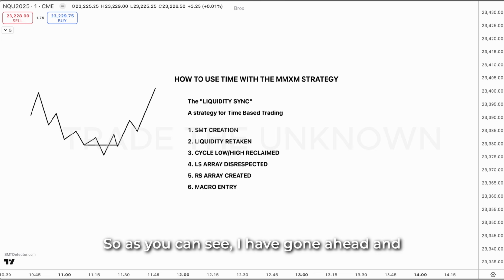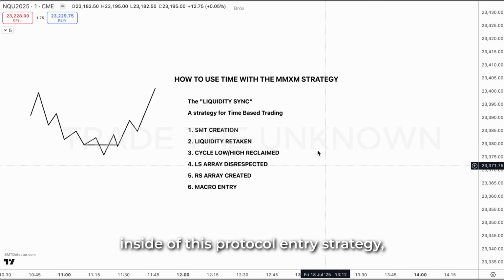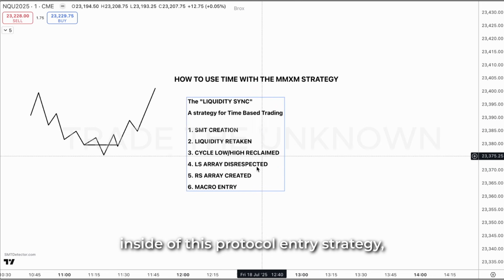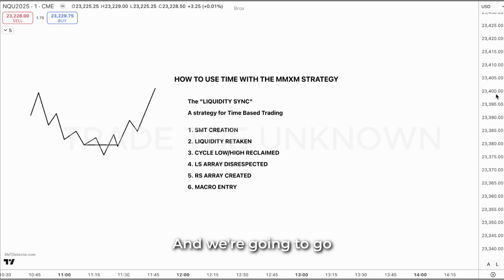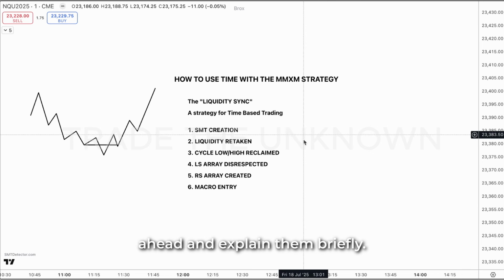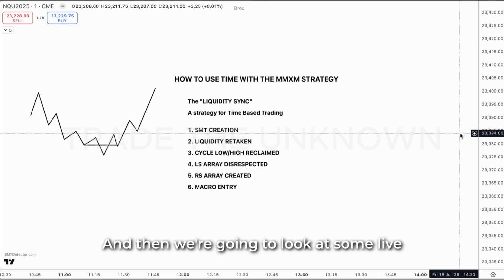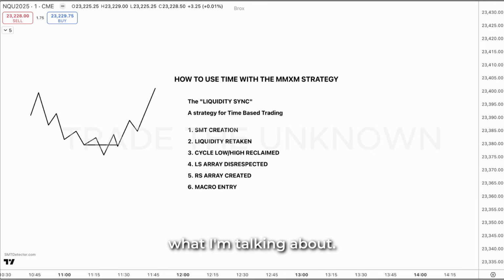All right, so as you can see, I have gone ahead and put all the steps that I've included inside of this protocol, entry, strategy, whatever you want to call it. And we're going to go ahead and explain them briefly, and then we're going to look at some live examples to actually showcase what I'm talking about. So number 1, SMT creation.